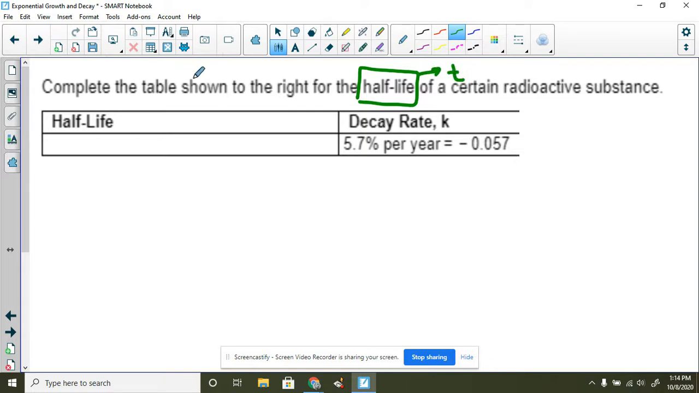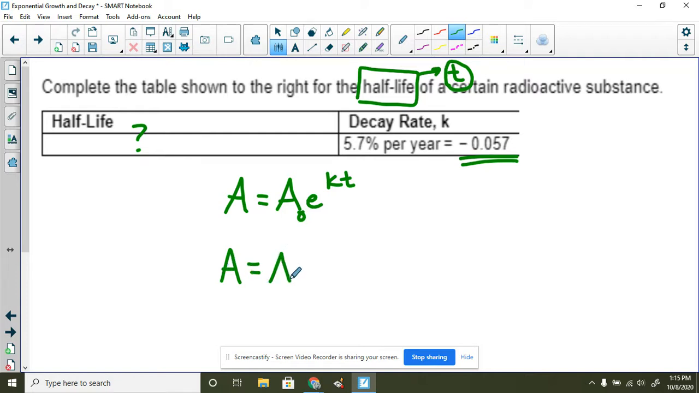So when they say complete the table shown for the half-life and I don't know what the half-life is, that means I'm solving a setup here for T. And half-life models exponential decay. And this is our formula, quote unquote, or model for exponential decay. Now, they've given me the decay rate, 5.7% per year. It's negative. If you're wondering why it's negative, watch the previous video on half-life. Okay, but this is our value of K.